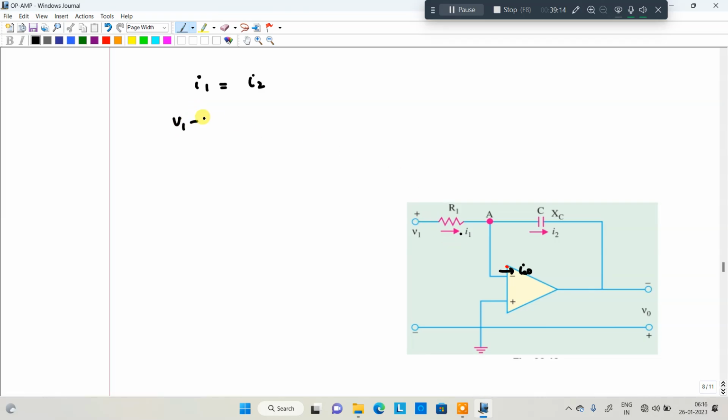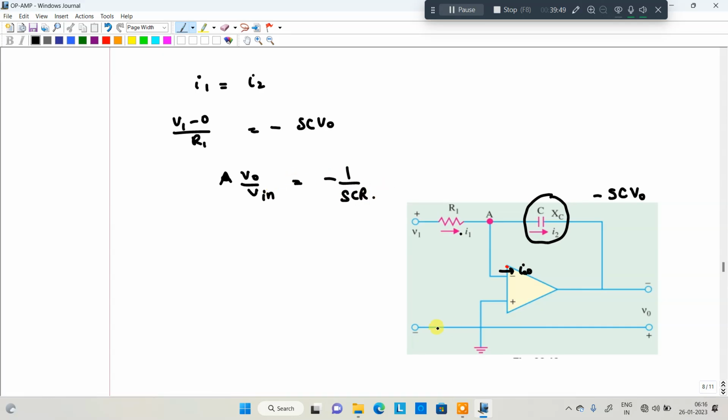V1 minus 0 by R1 is equal to, in case of capacitor, in the Laplace transformation technique, minus S into C V0, that is the Laplace convention. So based on that, the gain AV, that is V0 divided by V in or V1, is equal to minus 1 by SCR. This is the gain. In case of an integrator, we can use this particular formula.